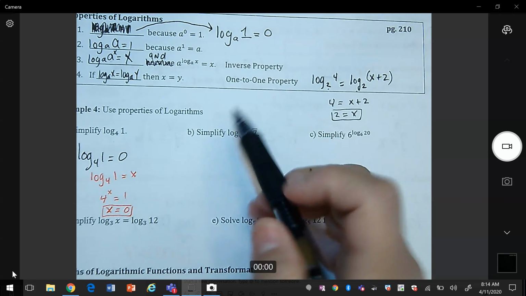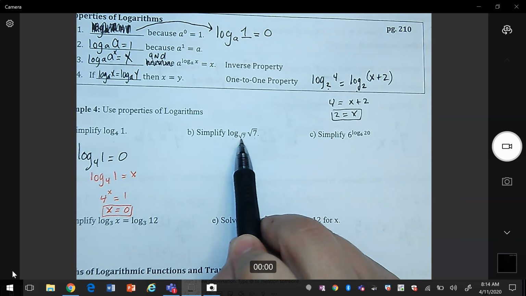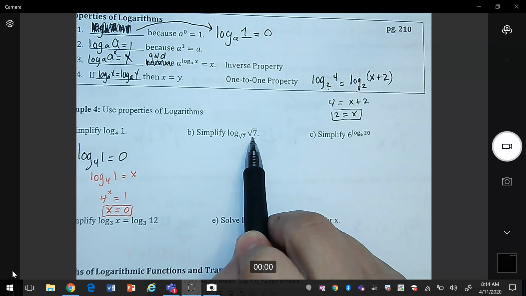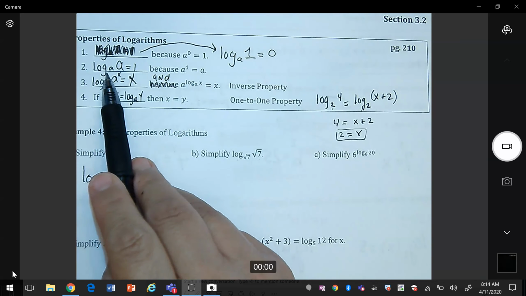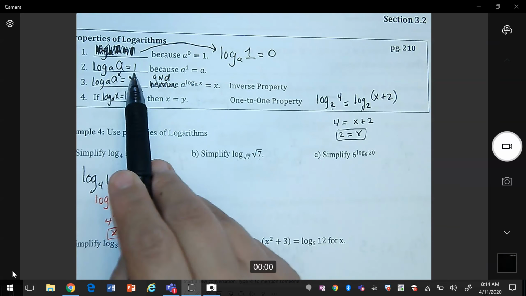Okay, so if you notice, we have the base is square root of 7, then we have the square root of 7. So that's going to be property number 2. They're the same, so that's equal to 1.